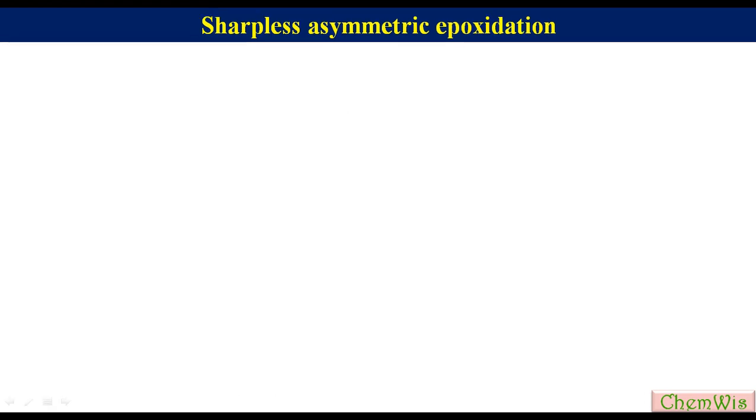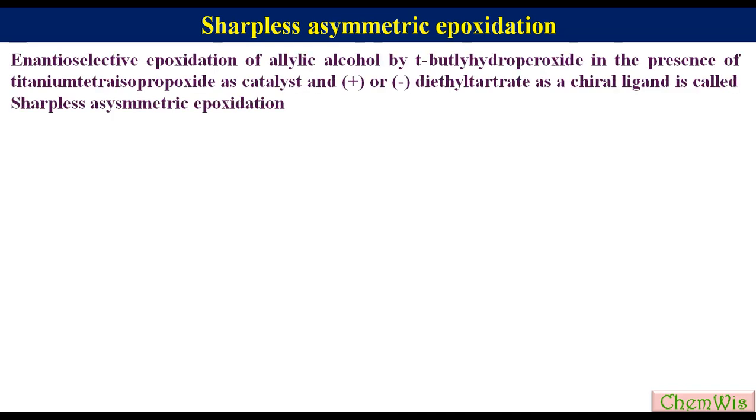Sharpless Asymmetric Epoxidation is defined as the enantioselective epoxidation of allylic alcohol by tert-butylhydroperoxide in the presence of titanium tetraisopropoxide as a catalyst and plus or minus dialkyltartrate as chiral ligands. So, the substrate in the Sharpless Asymmetric Epoxidation is allylic alcohol.